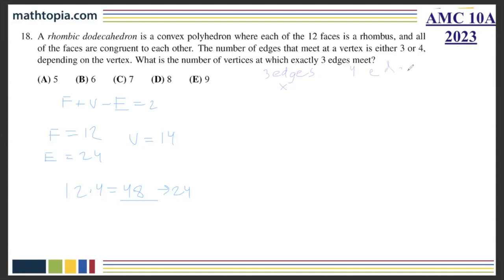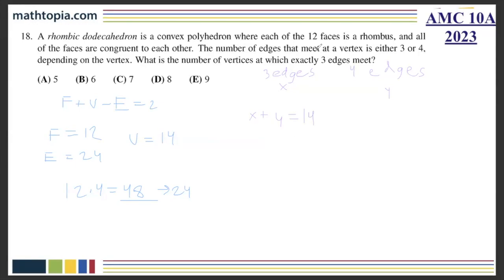So the number of vertices where four edges meet is y. So in total, x plus y should be the number of total vertices. Because it says right here that the number of edges that meet at a vertex is either 3 or 4, x plus y should account for all the vertices. So x plus y equals 14.